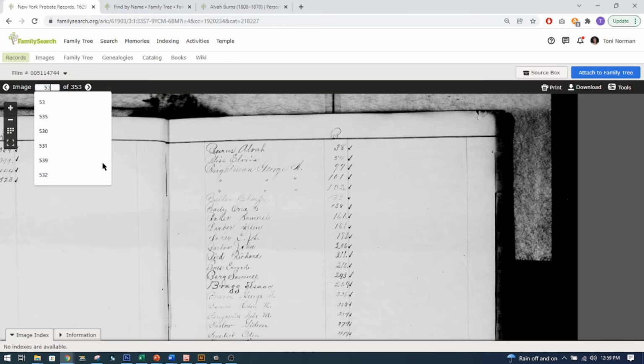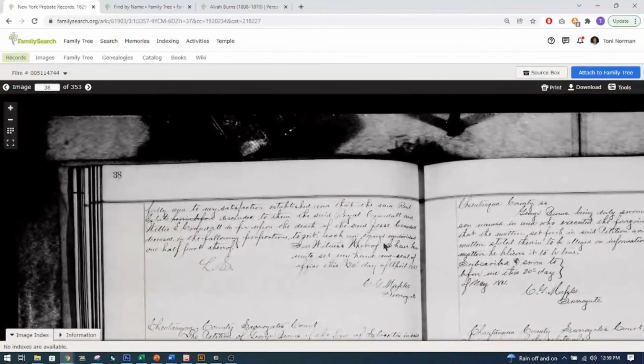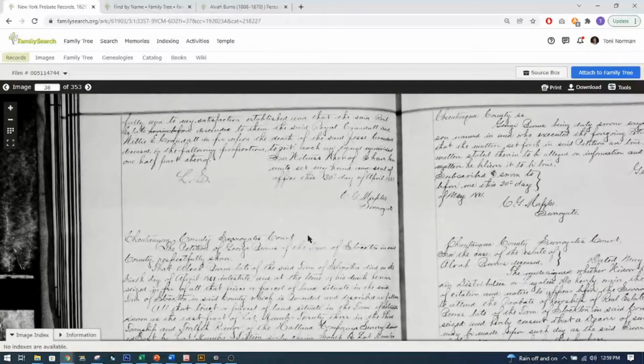I don't think I wrote this down correctly. Oh, 38. I don't think that's image 38. I'm going to have to look. Oh, it is image 38. Okay.